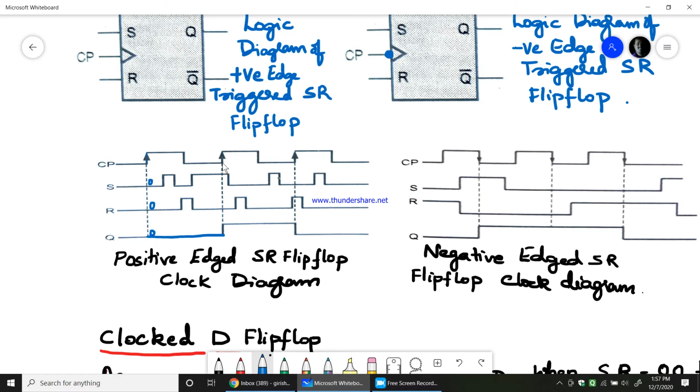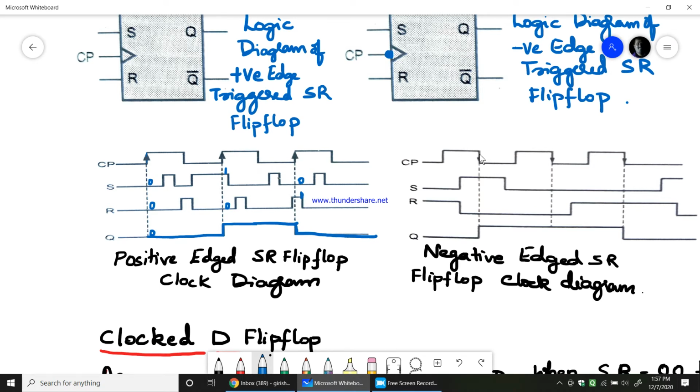At the next positive edge clock pulse, it sees S is 1, R equals 0. Therefore when S equals 1 and R equals 0, it is a set state. It remains in the set state until the next clock pulse arrives. At the next positive edge clock pulse, S is 0, R is 1. So it is a reset state. Therefore it remains in the reset state until the next clock pulse arrives. So this is the clock diagram of the positive edge triggered SR flip-flop.